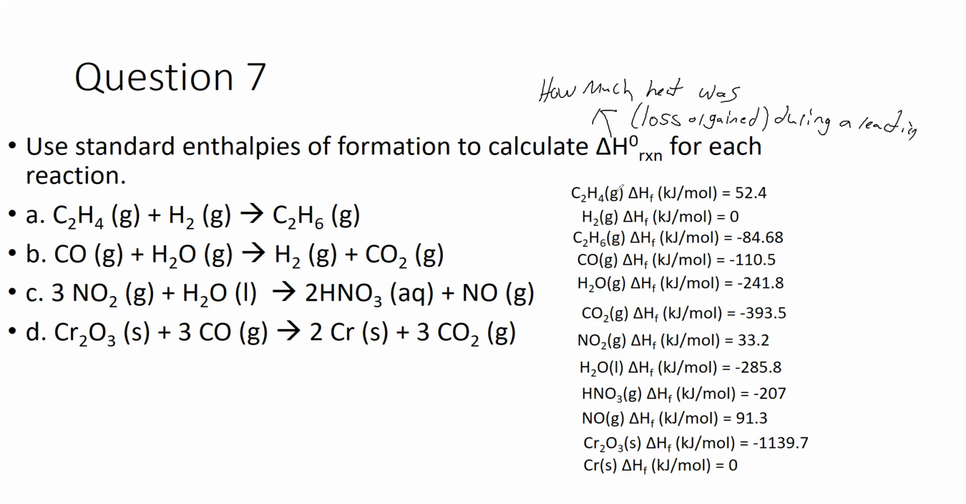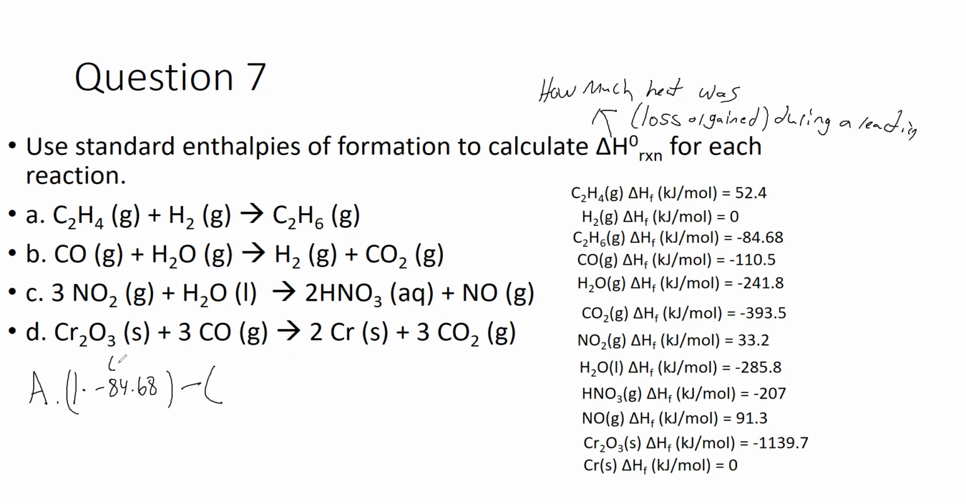So let's see how we do this, and we're going to do it for A. For the reaction in A, what is delta H reaction? How much heat was lost or gained? It's products first because it's delta. So I have 1 mole of C2H6. From my table, the delta H of formation of C2H6 is negative 84.68 kilojoules per mole. So that's 1 times negative 84.68, minus, because it's always products minus reactants.